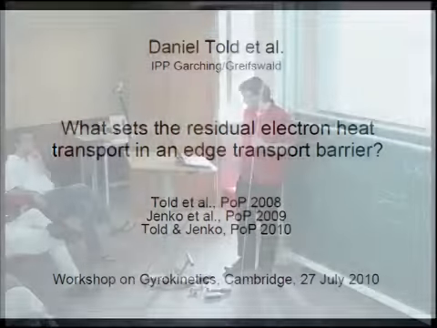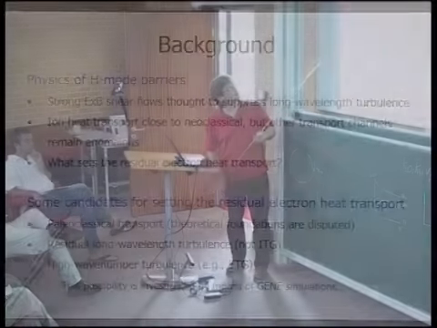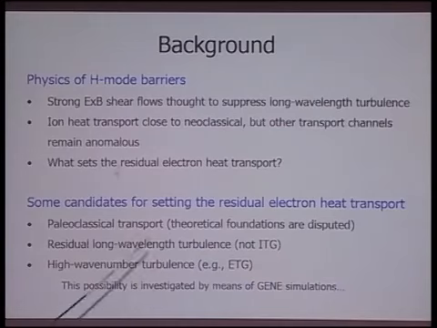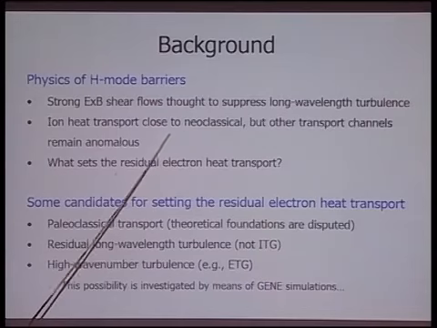So the question that started this whole thing was, what sets the residual electron heat transfer in a barrier? As you know, the standard view is we have strong E-cross-B shear flow and the long wavelengths are suppressed, up to that drift wave question that you raised. And what could be a null in the shearing rate? Yeah, exactly. I'm going to come back to this in a second. We think that the ion heat flux is close to neoclassical, but the other channels we know to be anomalous. So what sets the electron heat transport?